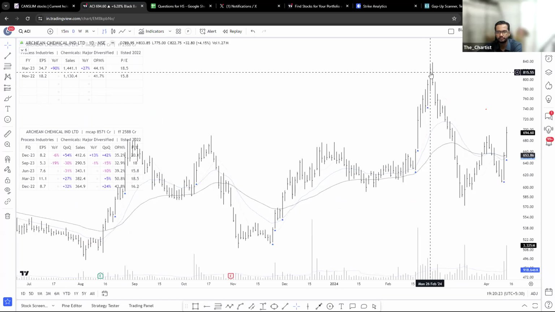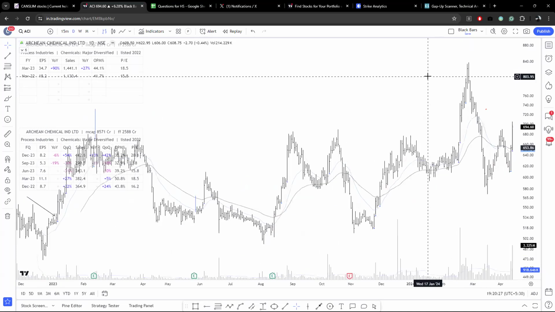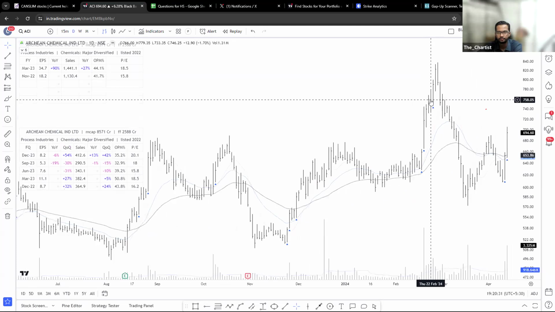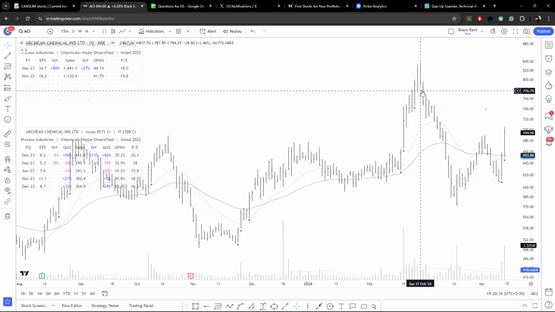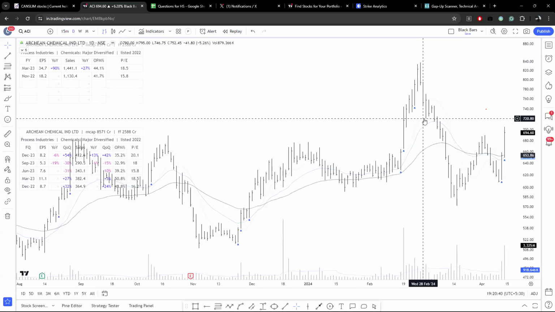Correct. It's almost like it even broke the previous base while coming down. Correct. But now, how do we interpret this? I mean, Zomato is a different business. They are into a different business. No, I'm not at all looking at the business, sir. I'm only looking at the chart. For me, fundamentals, not even EPS, sir.